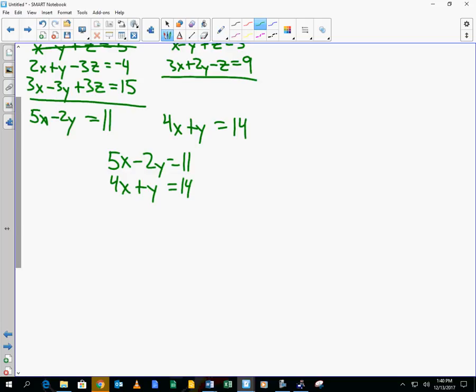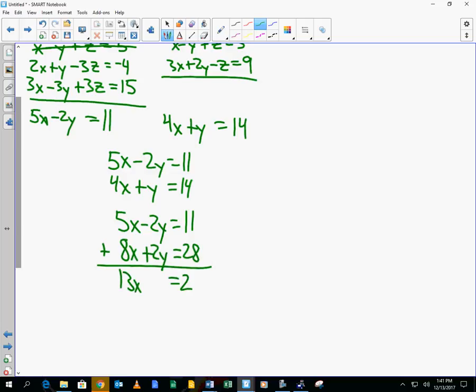Multiply the bottom by 2. So I have 5x minus 2y equals 11. Again, I'm slowing my pace because I don't want to make a mistake here. 8x plus 2y equals 28. I will add 13x equals 39. X is 3. We good there?